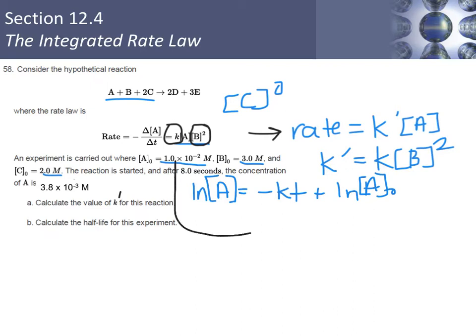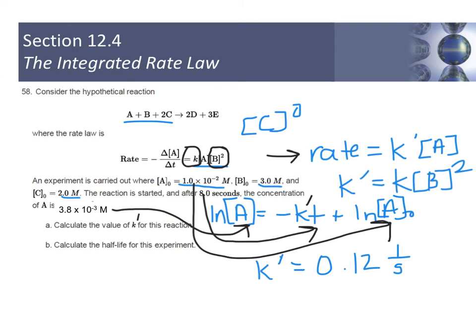Here's our initial concentration of A, that'll go here. And then at 8 seconds, that's our time, we know the concentration is here, so that will go right here. And then we can solve for our rate constant. Now this is actually going to be our pseudo rate constant with respect to A. If you solve, you get 0.12 inverse seconds, 1 over seconds, for our pseudo rate constant.